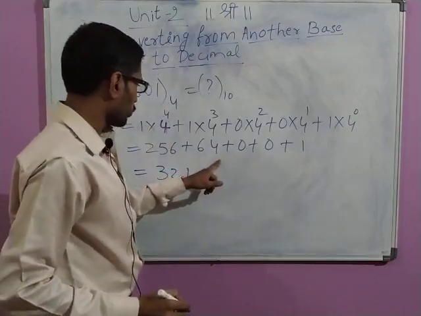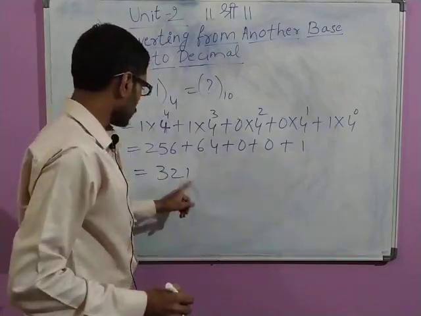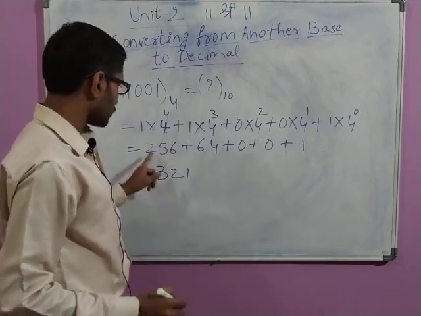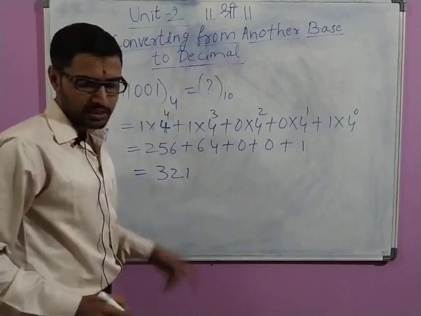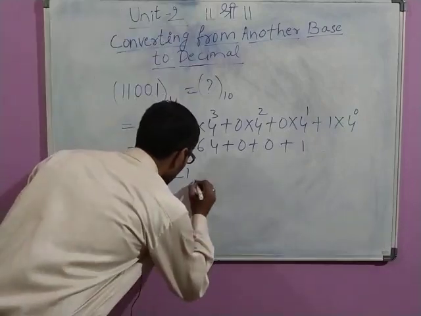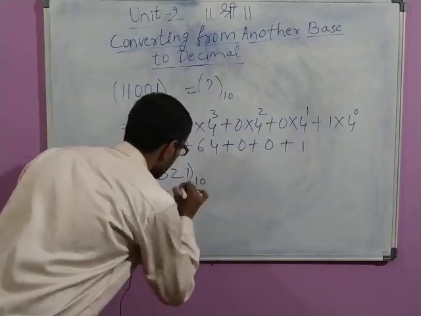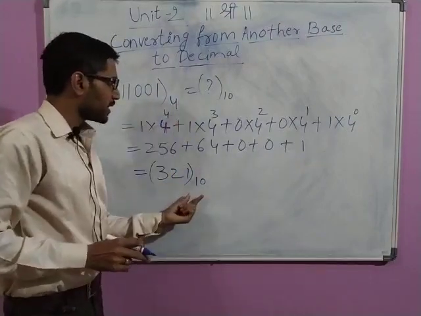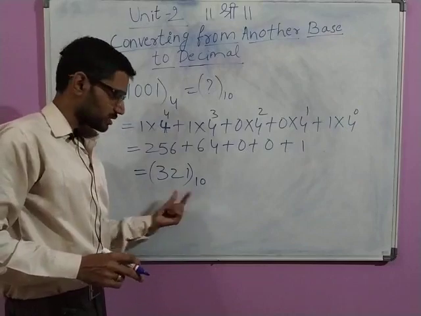So this will come up to be 321. 6 plus 4 is 10, 10 plus 1 is 11, so 1 carry. 6 plus 1 is 7, 7 plus 5 is 12, and 2 plus 1 is 3. So the answer is 321 to the base 10. So when we have converted this number from base 4 to base 10, we are getting this result.